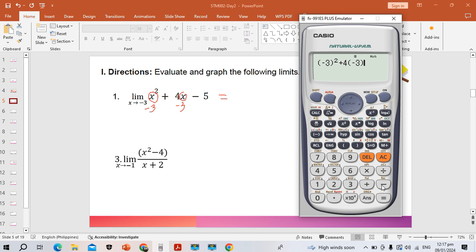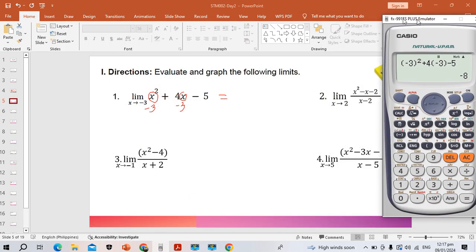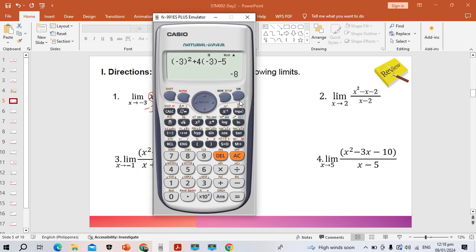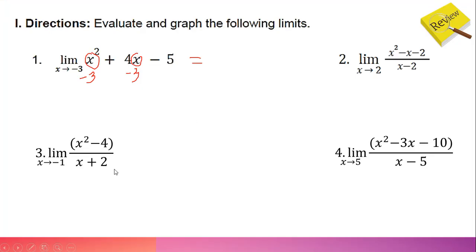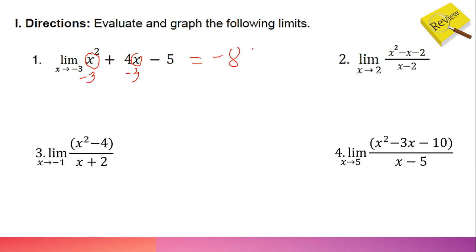Tapos minus 5. The answer here, number 1, is negative 8. Then, try natin si number 2. Hindi siya pwedeng i-direct pala. Itong number 2, there's a restriction, kasi nga yung numerator niya, we need to factor out.